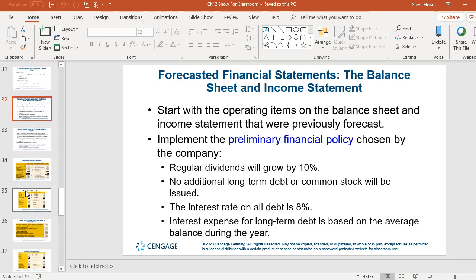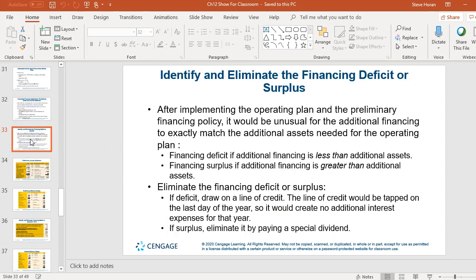So keep in mind that when you do a forecast, companies do forecasted financial statements. They do all the financial statements: income statement, balance sheet, statement of equity, cash flow statement, all that. So here we're talking about we're going to grow dividends by 10%, interest rate on debt's 8%, we're not going to take on additional debt or issue common stock. Those are all things we have to establish in that preliminary financial policy. How will this look as we go forward? And of course, we can change our mind, but we have to have some kind of a policy as we begin to build the balance sheet.